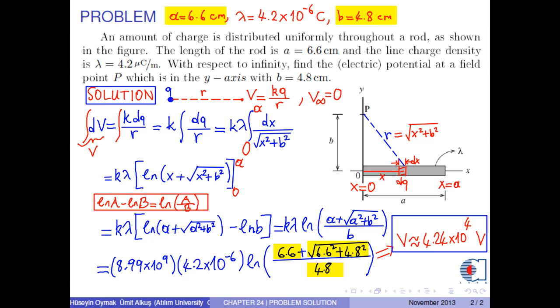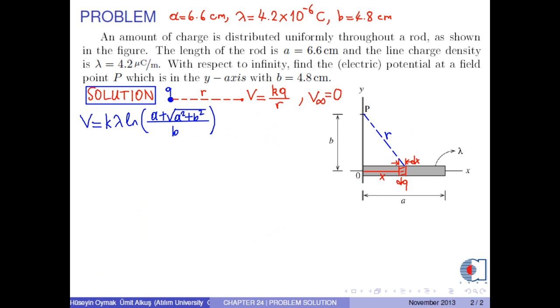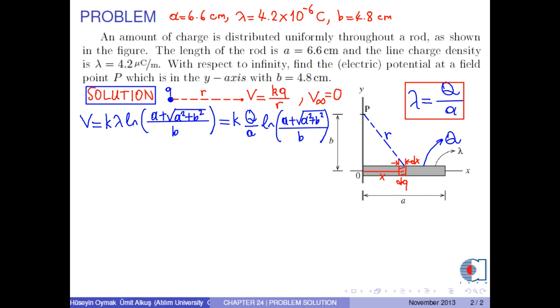Now let us check the result. We find V as k times lambda times ln of a plus square root of a squared plus b squared over b. Since the charge is uniformly distributed through the rod, the line charge density lambda can be written as total charge q over a. Therefore, we have k times q over a and the ln term. We can simplify the argument of ln as a over b plus square root of a squared over b squared plus 1.